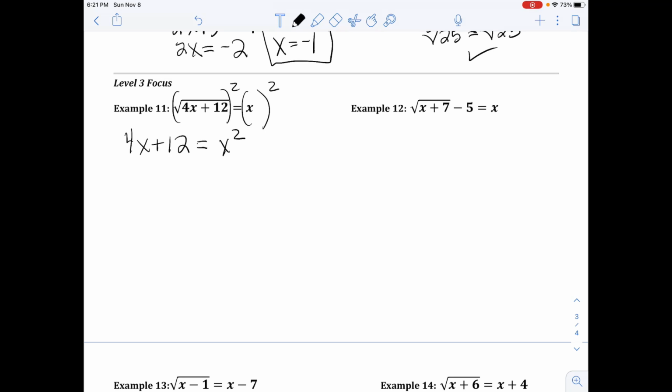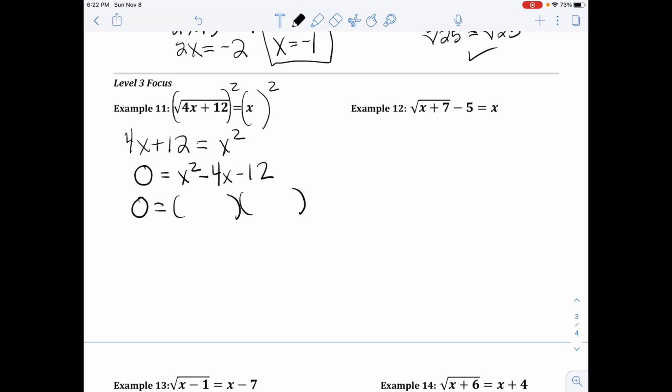Now, in order to solve, we have an x squared term, which means we're going to have to use factoring to solve. And so the next step is to always move all terms to the side where the x squared is, and always try to keep x squared positive. So that's going to become 0 equals x squared, and I'm subtracting the 4x to the other side, and I'm subtracting the 12 to the other side.